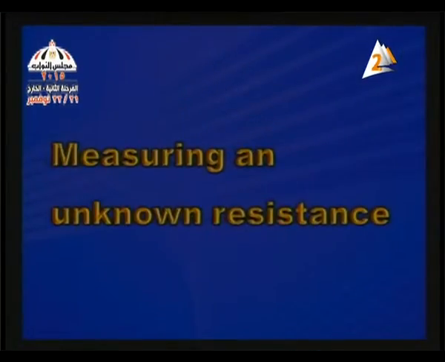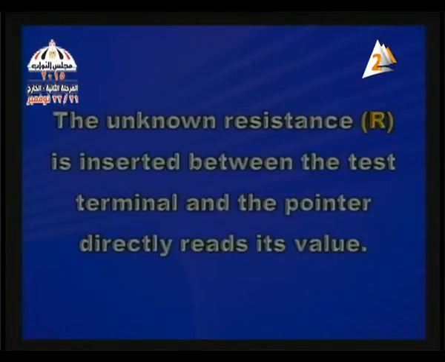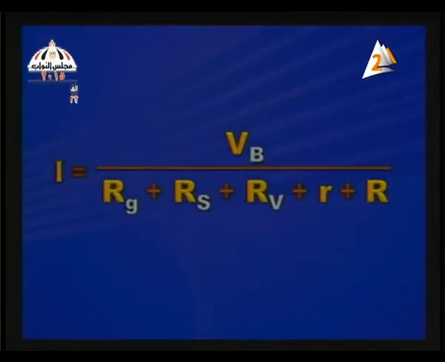And now, how to measure an unknown resistance. The unknown resistance, denoted by R, is inserted between the test terminals, and the pointer directly reads its value. Let me say it again. The unknown resistance, R, is inserted between the test terminals and the pointer directly reads its value. The current flowing through the device is determined from the expression I = VB over (RG + RS + RV + R internal + the unknown resistance R).